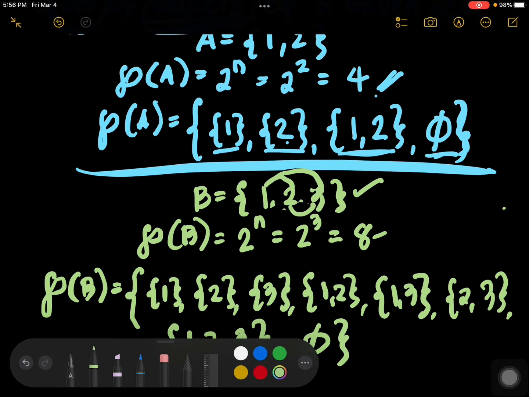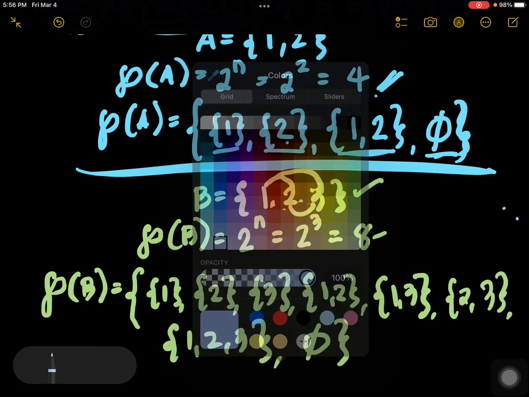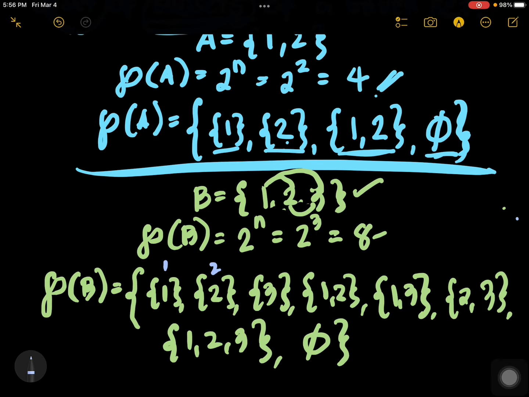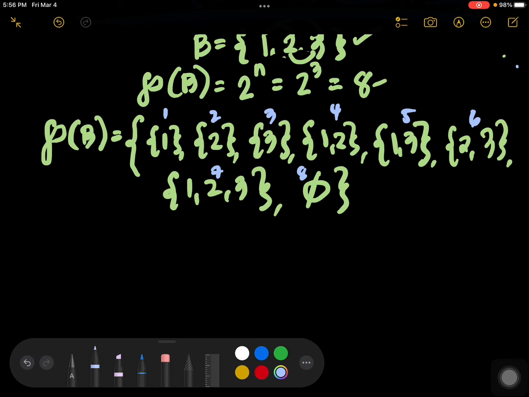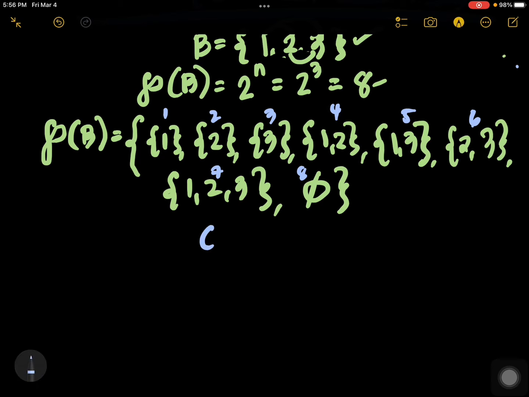So if you're going to count, let's try to count. So we have the first, second, third, fourth, fifth, sixth, seventh, and the eighth. So we have already listed all the subsets of the given set. Okay, so that is example number 2. Let's have another example. Example number 3. So if I have here set C with an element of a null set.